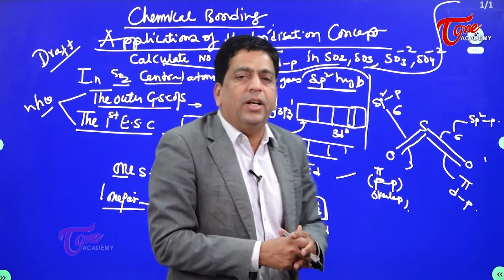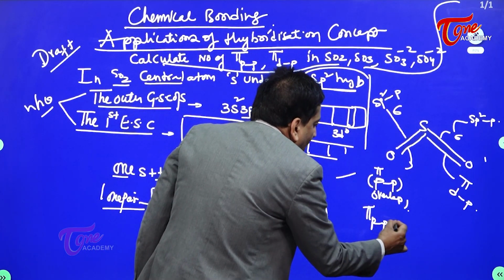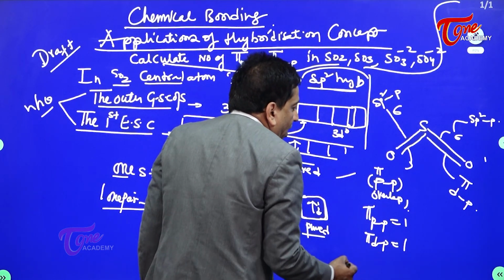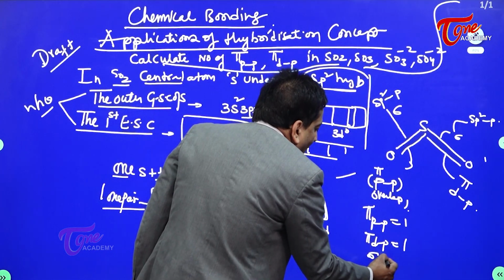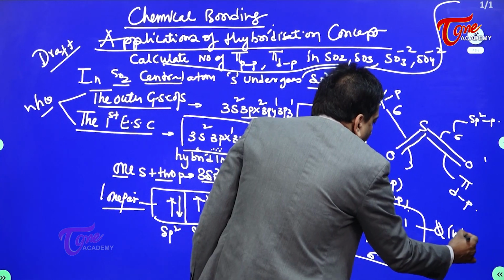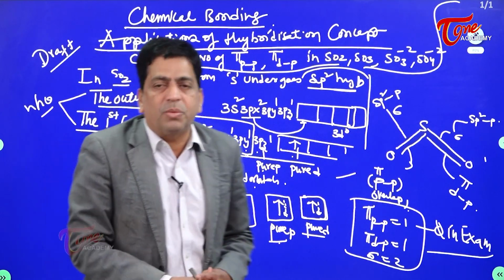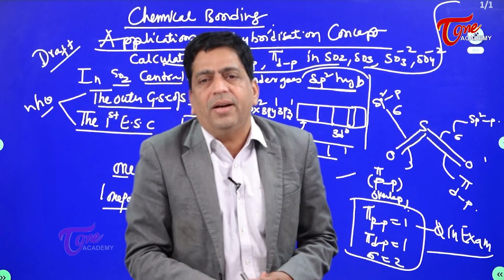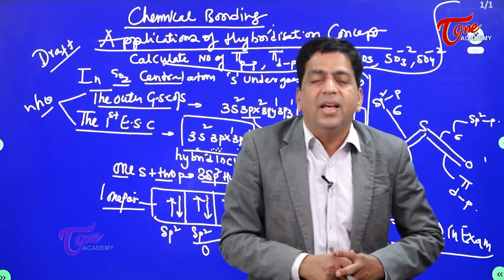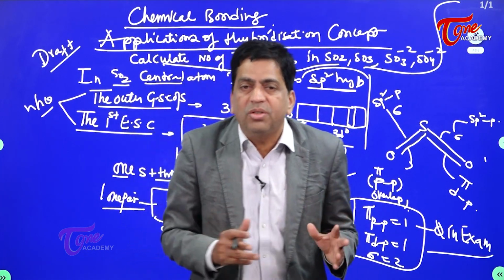So if you wanted to calculate now, you can check it. Pi pp bonds are how many? It is 1. Pi dp bonds are how many? It is 1. Total number of sigma bonds are how many? 2. These will be the questions in the exam which one must be acquainted with. You must understand that, right? If he is asking to calculate the number of pi pp and pi dp bonds, he just wanted to test your in-depth knowledge and your acquaintance towards the concept of hybridization.